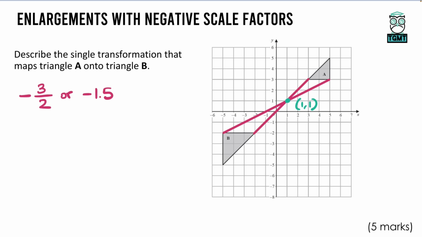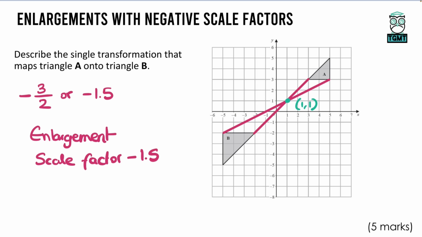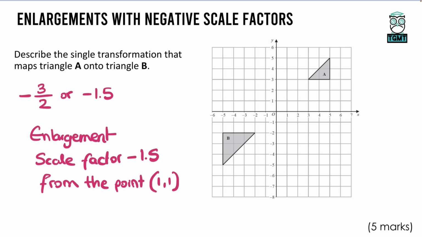So when writing the description for this, we'll say it's an enlargement. We'll say the scale factor, so scale factor minus 1.5, and where it's enlarged from. So I'll put from the point, and then we'll label that as 1, 1. So there we go, that's how we'll go about creating our description for a negative scale factor enlargement.